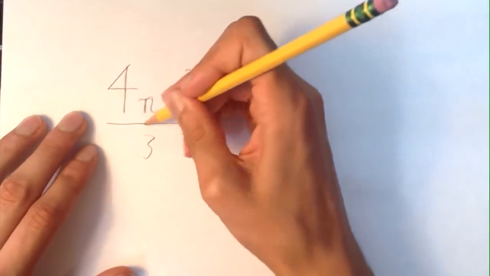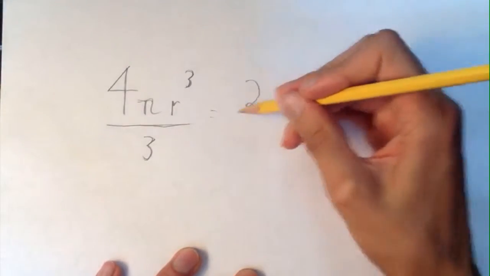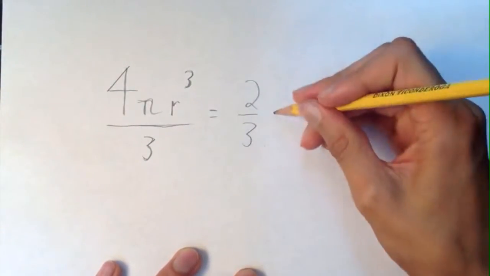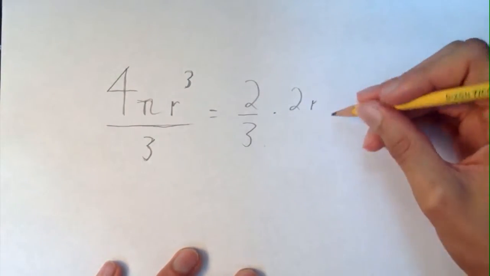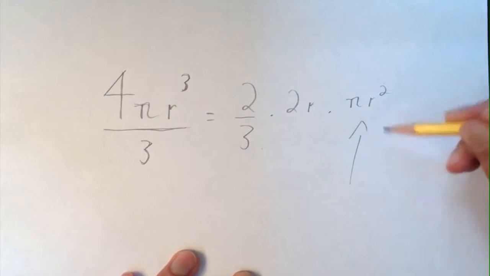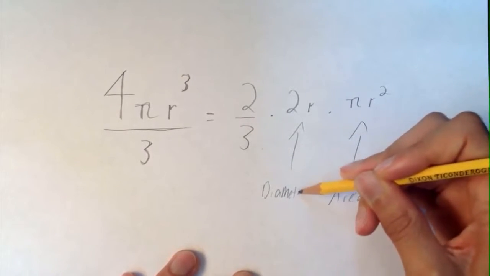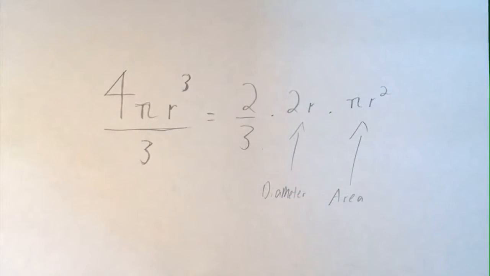Now let's look at the equation of volume of a sphere. We know that it's 4 pi r cubed divided by 3. But let's take this equation apart. It's really 2/3 times the diameter times the area of the circle. And I'll show you why with a fruit.